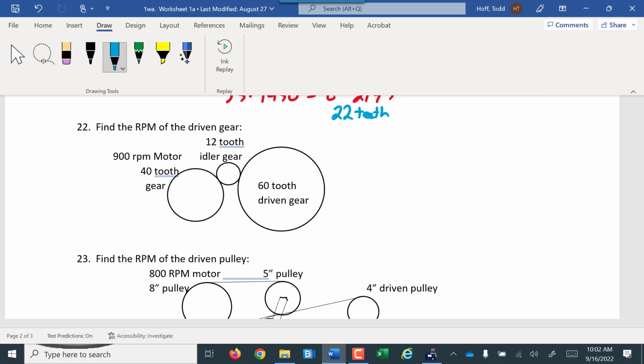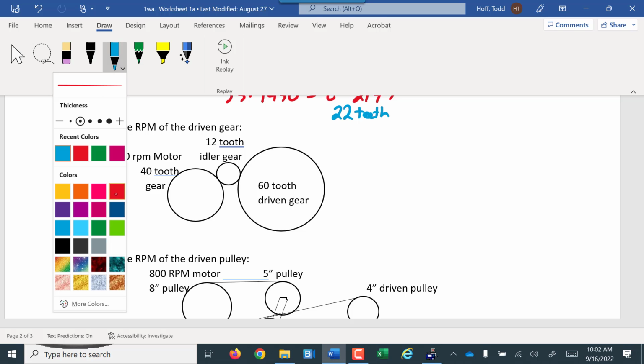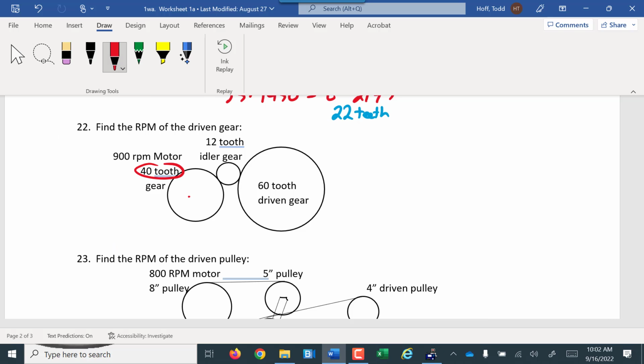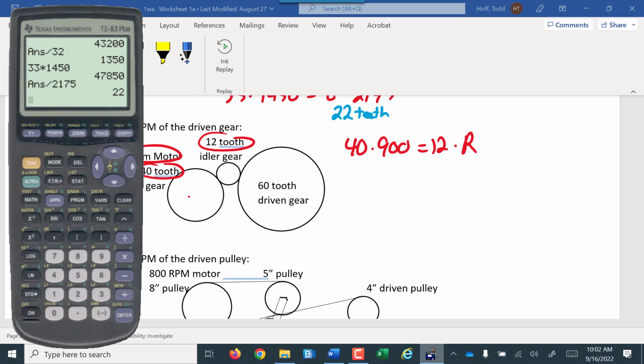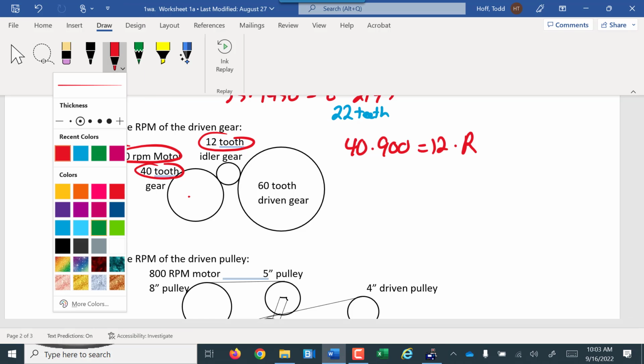So here we're going to find the RPM in that final driven gear. We start off here, 40 teeth at 900 RPMs, turning that 12-tooth gear. So 40 times 900 equals 12 times, we're just going to call that R for RPM. Tell me what to do. Perfect. 40 times 900 divided by the 12. We get 3,000 RPMs there for that idler gear.